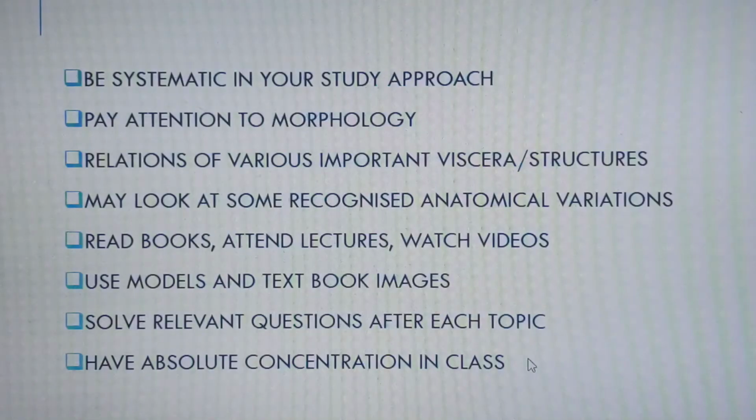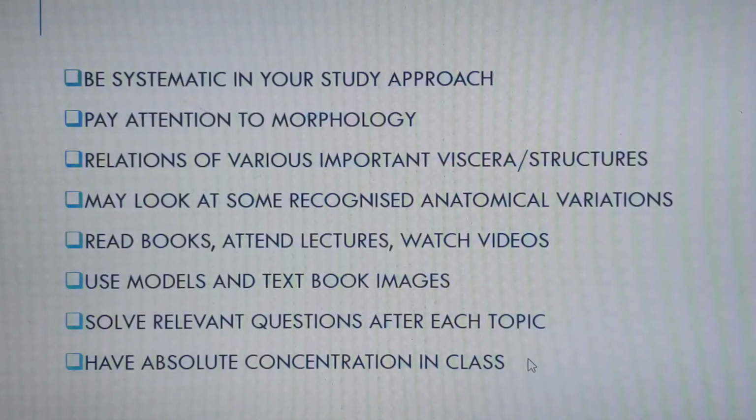Now in future, I'll be going through the history of anatomy. But I want to end with this. As students, as you want to study anatomy, it's very important that you study anatomy in a systematic approach. Study it step by step. You don't just jump anywhere and do it. Pay attention to the morphology. Look at the size, look at the shape, look at the relations around it. Very important. And also look at some anatomical variations which you may also see.